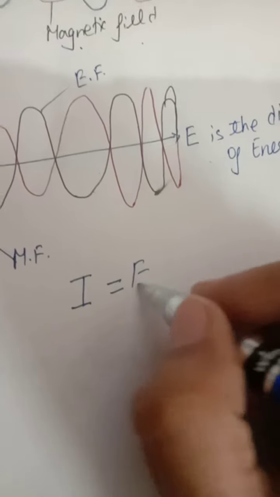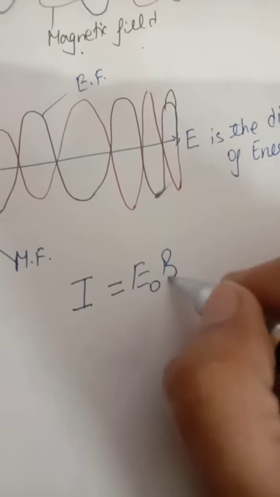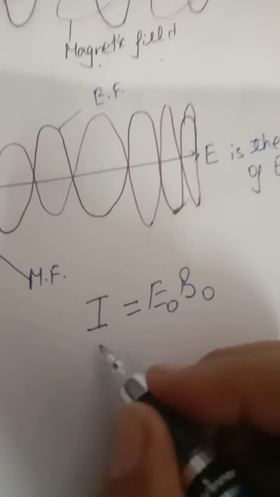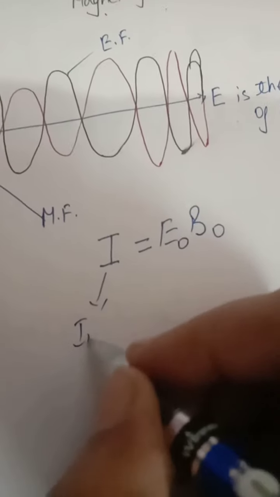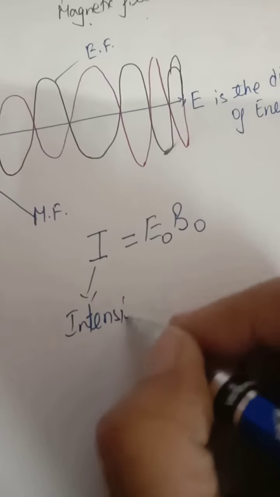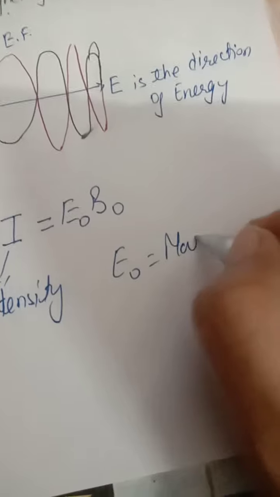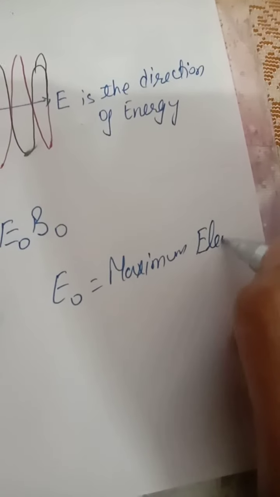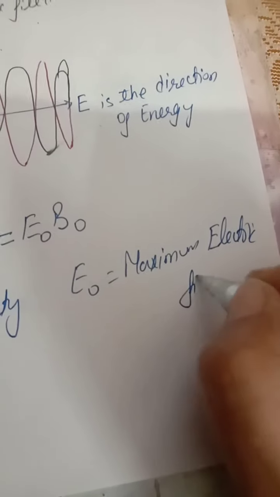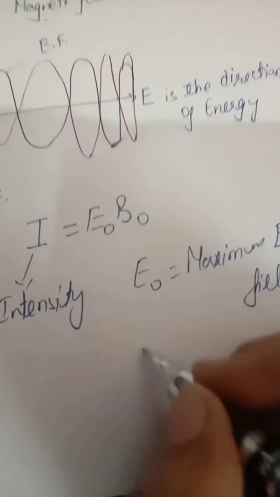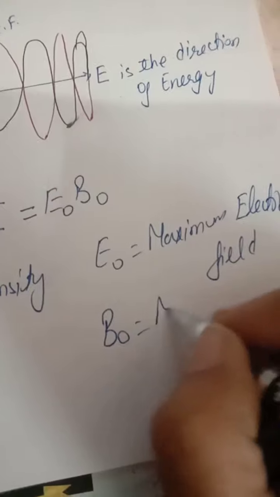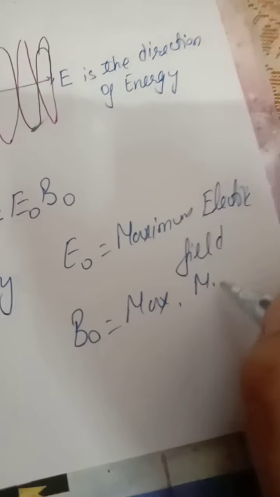Or intensity, you can say, is equal to E naught and B naught, where I is intensity, and this E naught is maximum electric field, and B naught is maximum magnetic field.